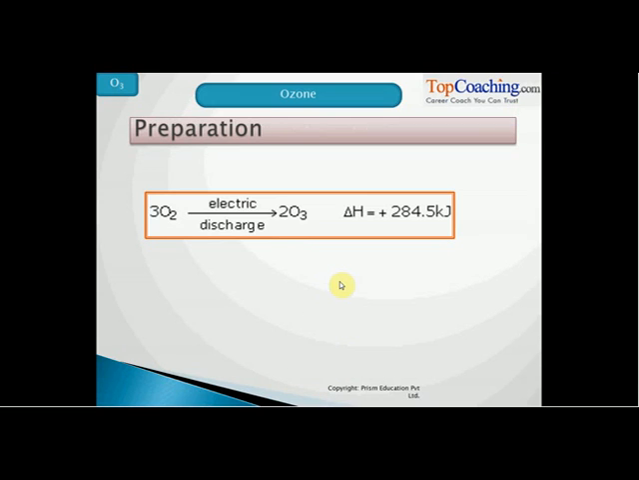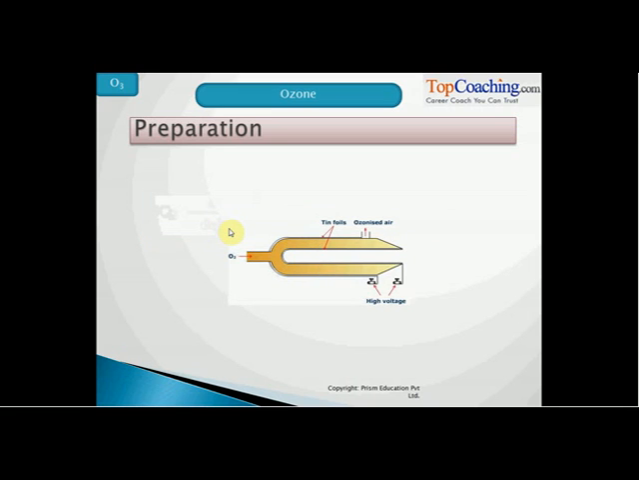Now many students ask me this question, that if heat is required in preparation of ozone, why don't we simply heat up oxygen, right? What is the importance of this silent electric discharge? So friends, what happens is ozone decomposes in presence of even small amounts of heat, right? It gets converted back to oxygen, and hence we have to provide a silent electric discharge which provides some amount of heat energy to oxygen to get converted into ozone.